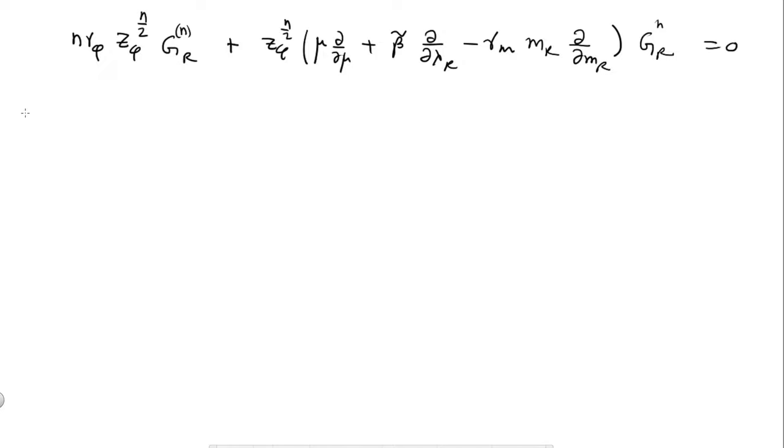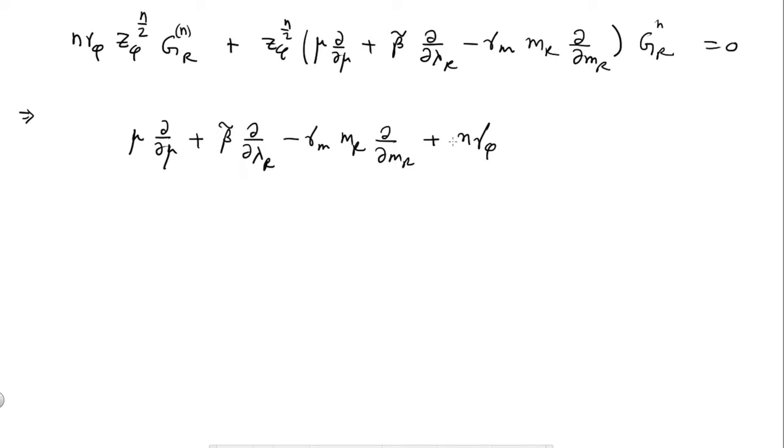So what do we get? I'm just going to rearrange this slightly and you get the following: mu del over del mu plus beta tilde del over del lambda r minus gamma m m r del over del m r plus n gamma phi. I've just clubbed everything together here. And you have z phi to the n half as an overall factor now. So that's the renormalization group equation for the Green's function.